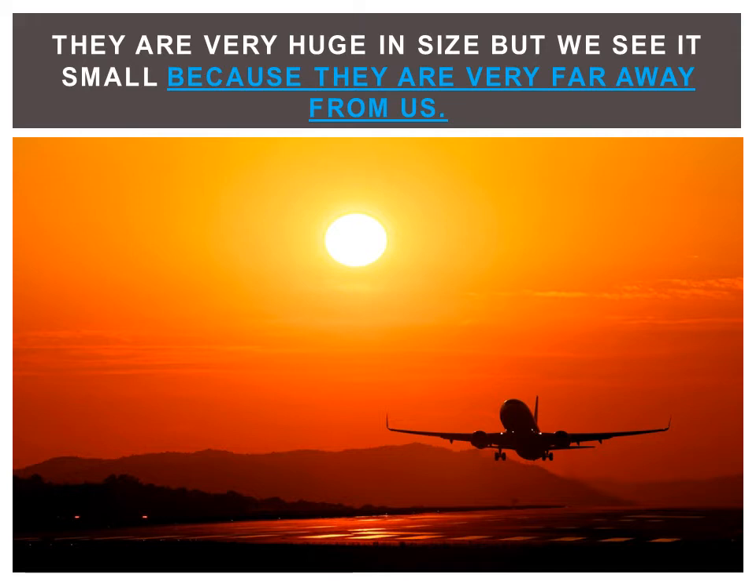Okay, so we have a question here. The stars are very huge in size, but we see them small. Or the plane, it's huge. If you stand beside the plane, I can see you small beside it because the plane is very huge. Why do we see huge sizes very small when they are far away? Because they are very far away from us. Us means the planet Earth.